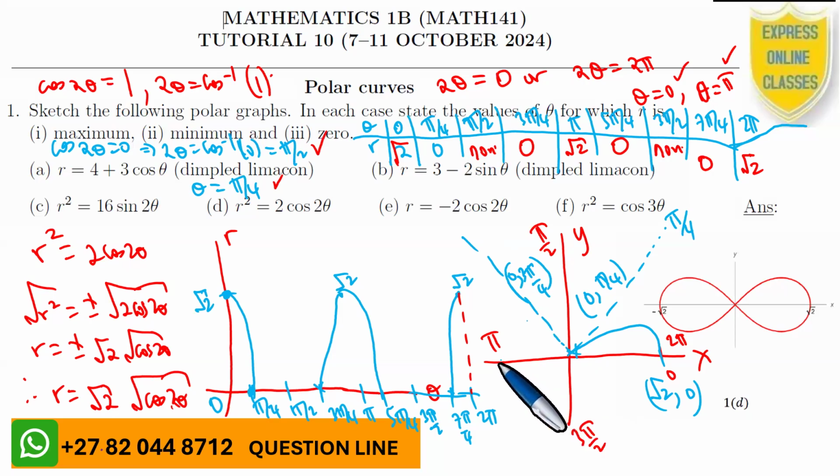At pi, it's going to be square root of 2, but it's negative. But now you can see there is sort of an increase there. And then from pi to 5 pi over 4, it's 0. r is 0 at 5 pi over 4 regions.